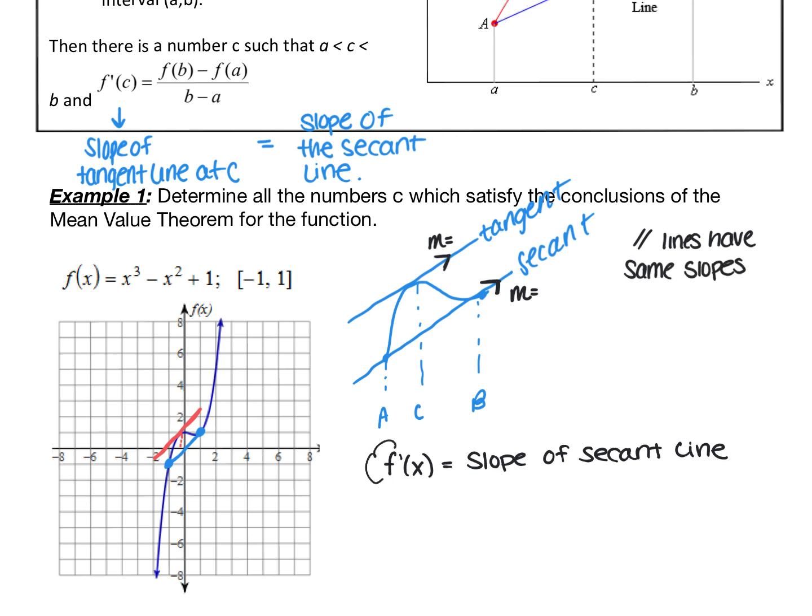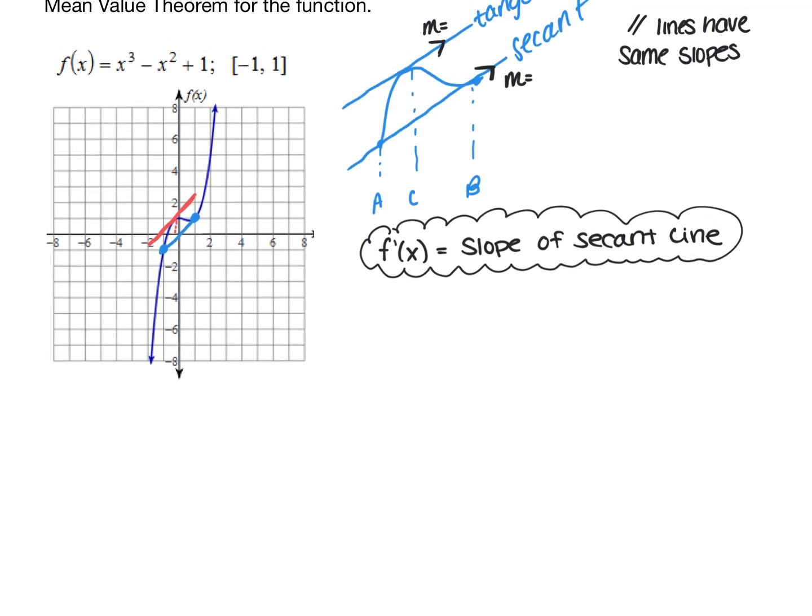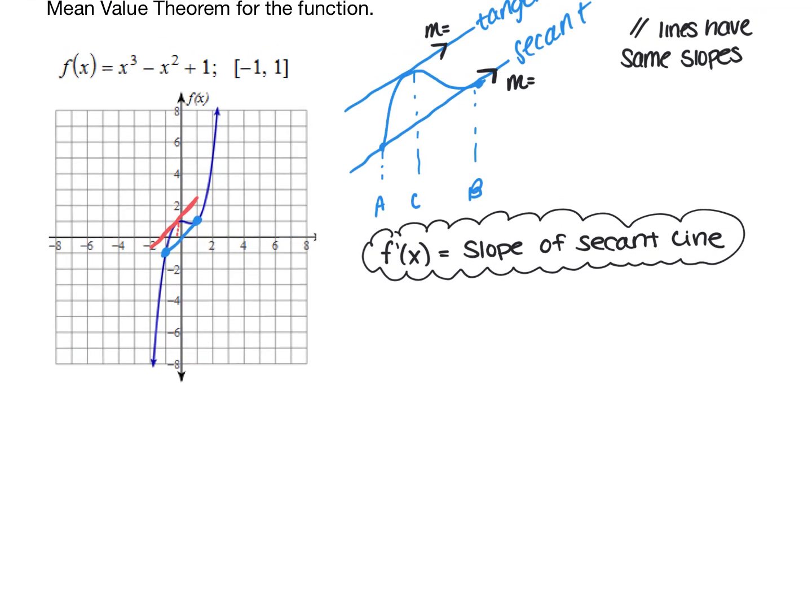So the process to find the c value is this. We're going to take the derivative and set it equal to the slope of the secant line. So I'm going to start with f of x here, and I'm going to take my derivative. So f prime of x is 3x squared minus 2x. And I want to set that equal to the slope of the secant line.